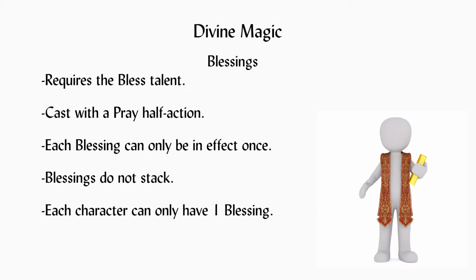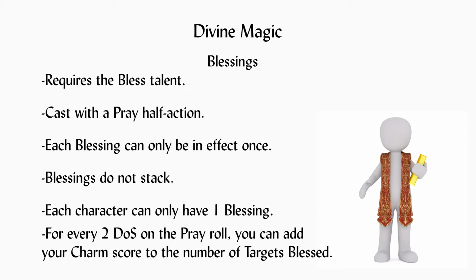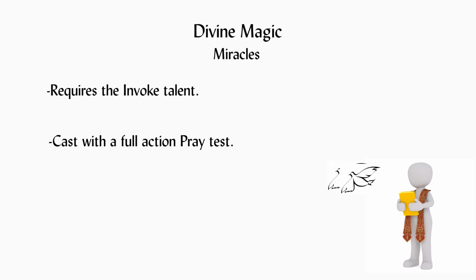For each 2 degrees of success on a blessing, you can add your charm score to the number of targets for the blessing. A priest with the invoke talent can call upon their god or goddess to perform miracles. Invoking a miracle is a full action pray test.